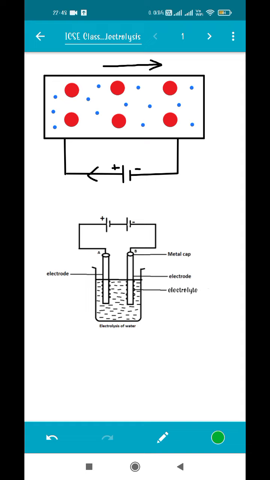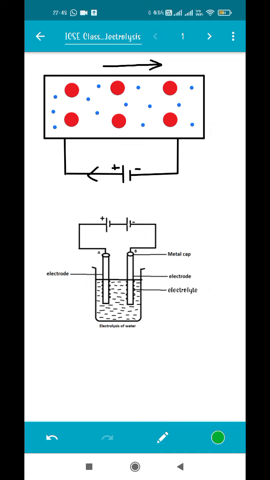So first of all, let us understand the basic difference between the movement of electricity through a conductor. A conductor can be a wire, a metallic piece, or anything which can allow electricity to pass through it, which is metallic in nature. That is called a conductor, as you all know. So we will learn what is the difference between the movement of electricity through a conductor and through an electrolyte, or the liquid which I just told you about.